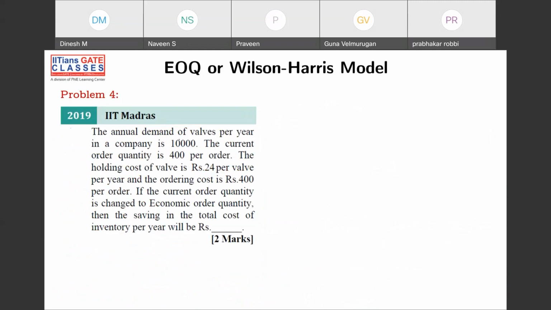What they're saying is the annual demand of valves per year in a company is 10,000. What is that given? Demand per year. Yes, it is D, so D is equal to 10,000 per year. Good. Next, the current order quantity per order. What is that? Q, right? Current quantity per order is 400.